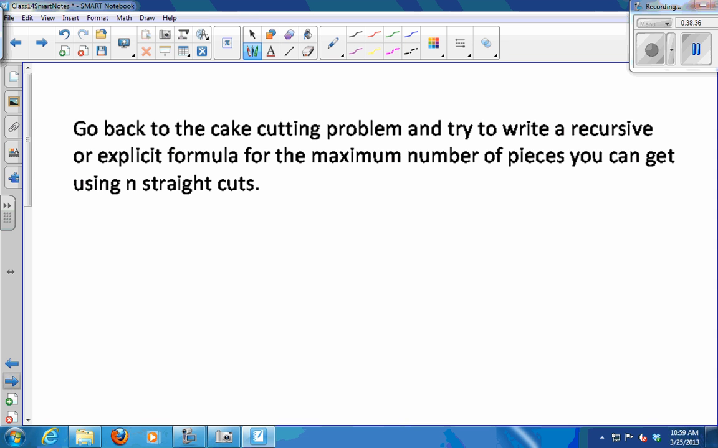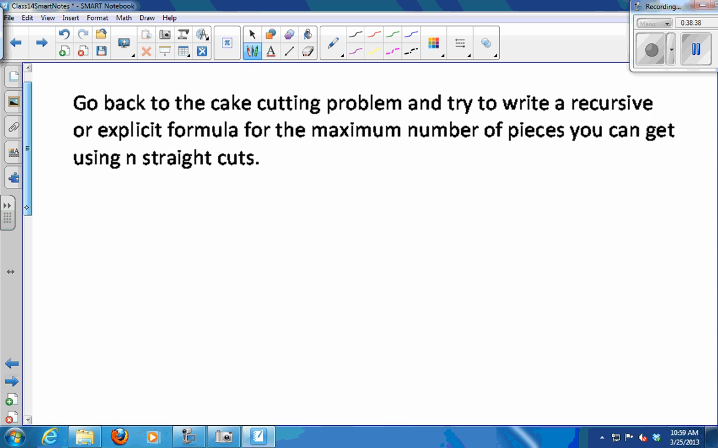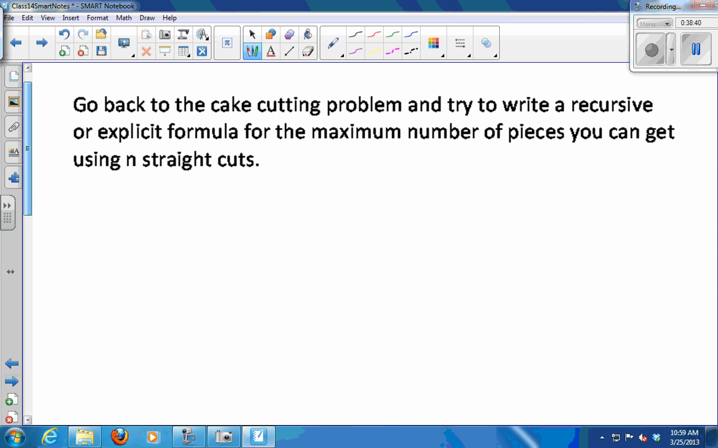All right, so I want you to go back to the cake cutting problem. So remember we had number of cuts. This is going to be our n. And the number of pieces we could get. Oh, it's IE. Definitely IE. Number of pieces, that'll be P sub n.